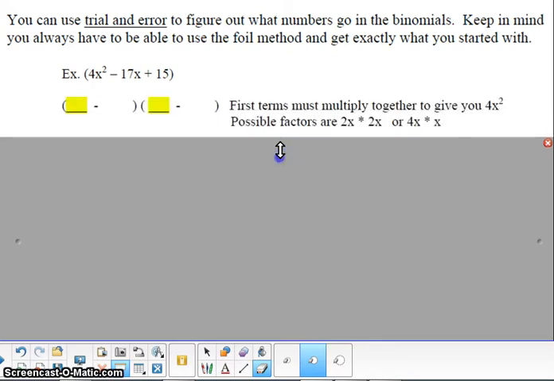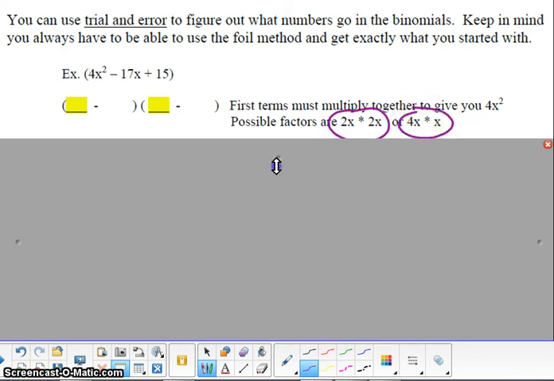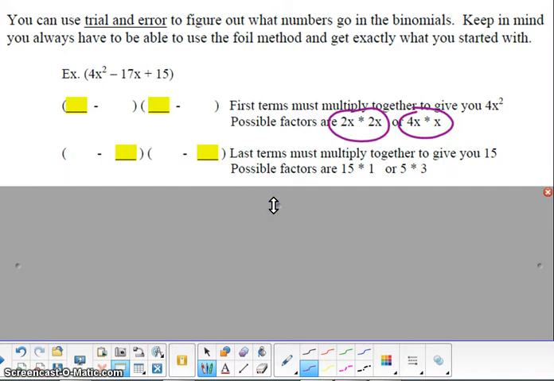First step. Okay, so in the yellow, you're going to try to find first terms that must multiply together to give you 4x squared. Possible factors are 2x and 2x, or 4x and x. So you have some possibilities there. Then you start thinking of last terms that must multiply together to give you 15. Possibles are 15 and 1, and 5 and 3.